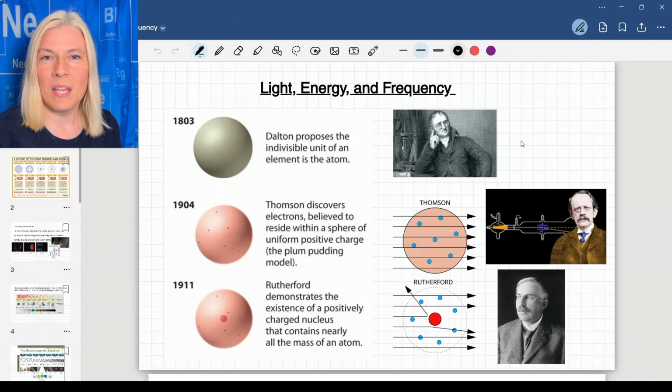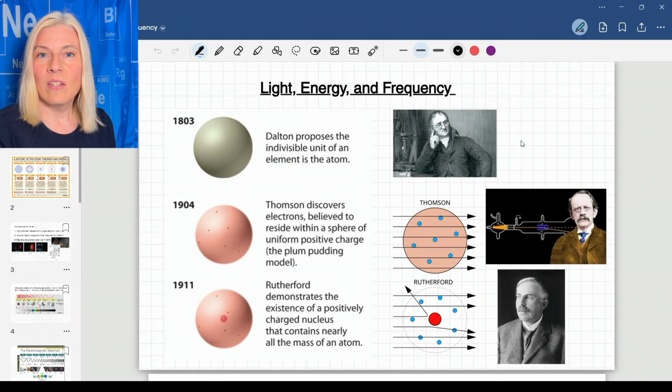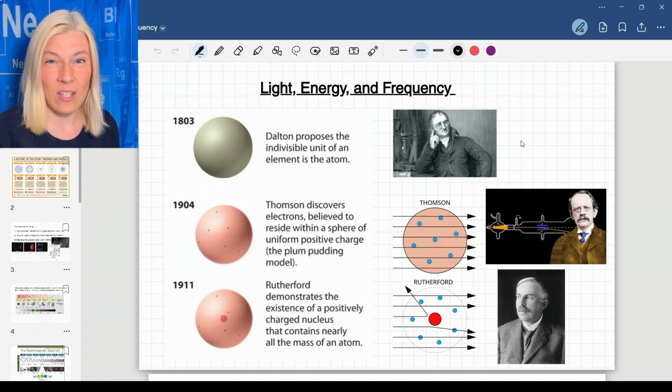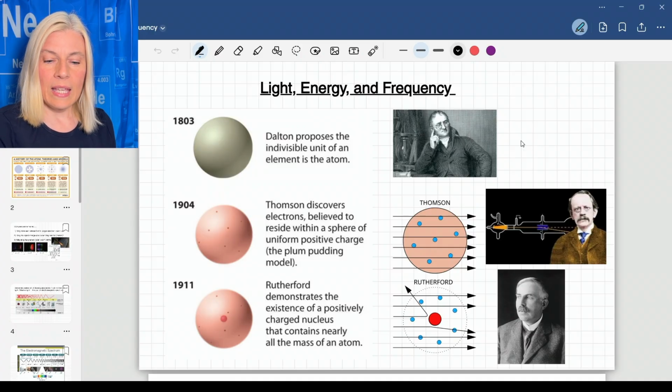So what am I talking about? Let's try to find out. Okay, let's go to my screen, and we have to go for a little history lesson. So we talk about models of an atom.